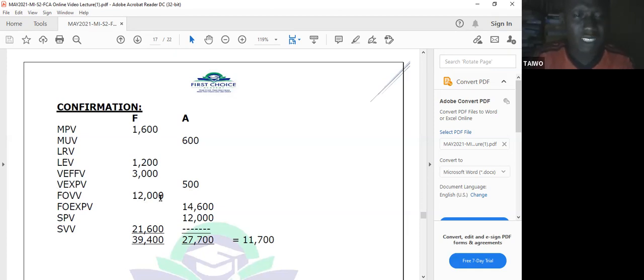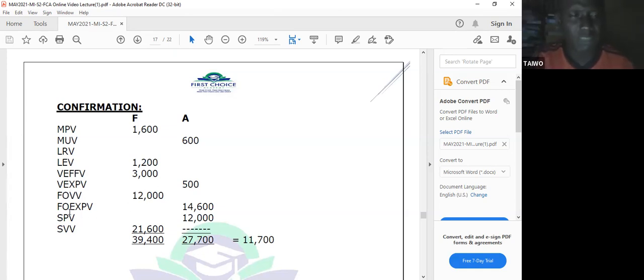Fixed overhead volume variance is 12,000. Now, don't forget, I don't need to repeat capacity and efficiency again under fixed overhead. Because the addition of the fixed overhead capacity and fixed overhead efficiency is what leads to fixed overhead volume variance. So if I put the volume there, then I will not put the capacity and efficiency. But if I put the efficiency and capacity there, I will not pick the volume. So in this instance, the one I approach is volume. Fixed overhead volume is 12,000.